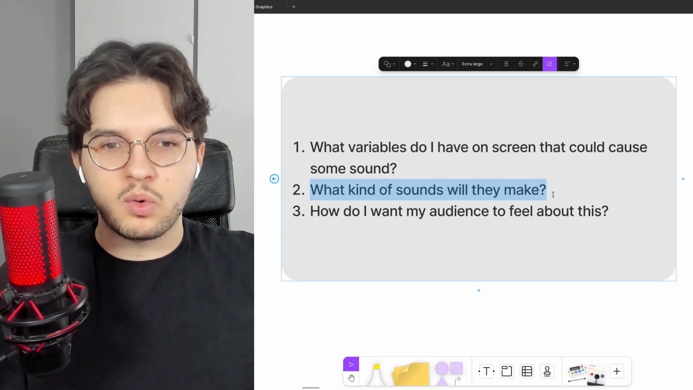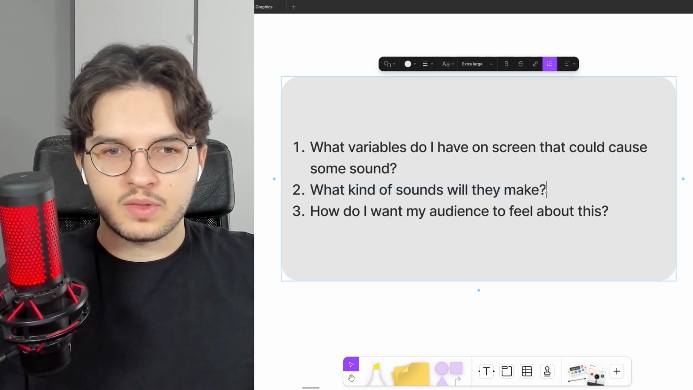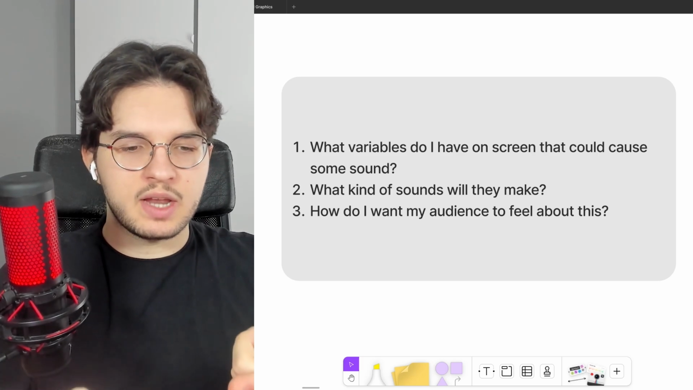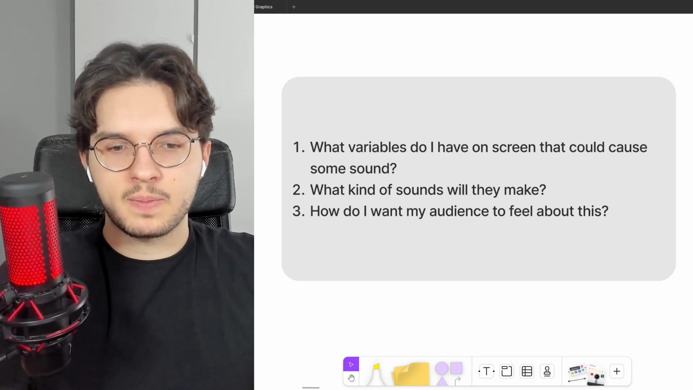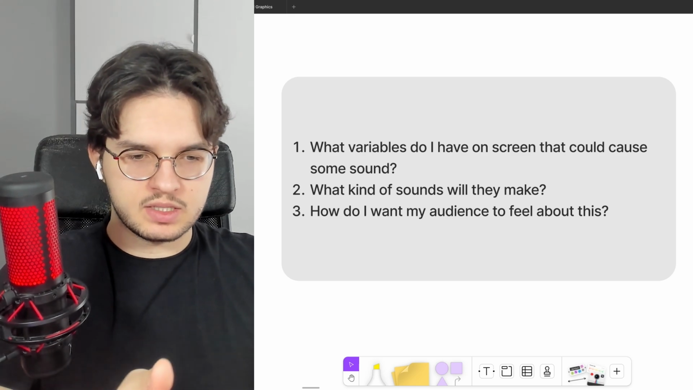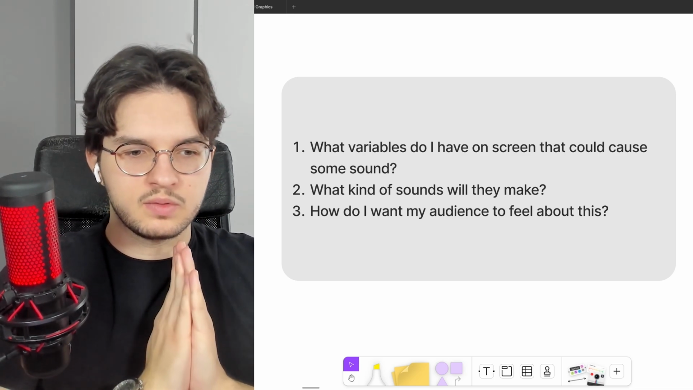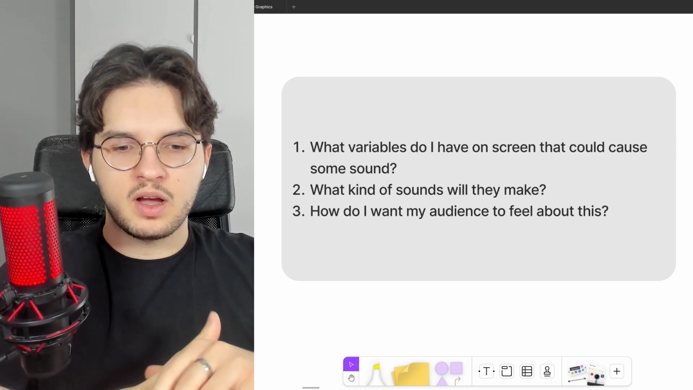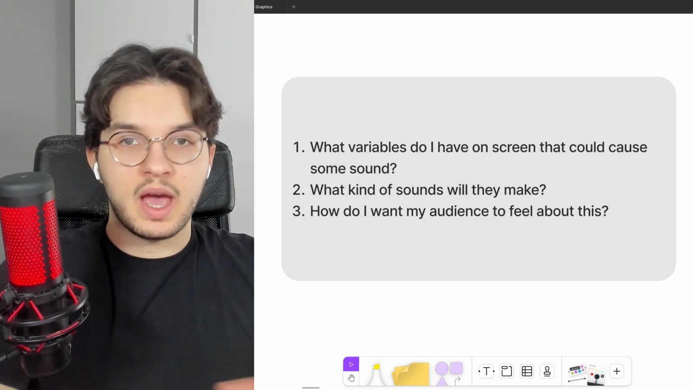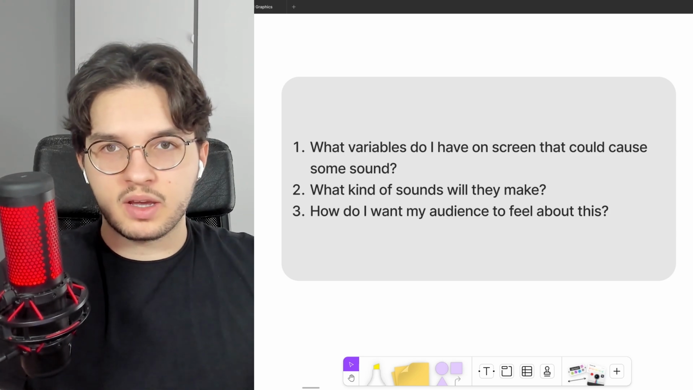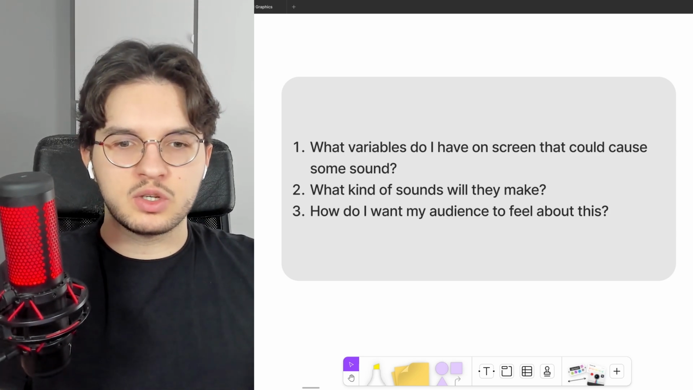Second, you need to ask yourself, what kind of sounds will they make? What kind of action is happening? What is on my screen, and what kind of sounds will they make? Let's say you have a computer on the screen. Well, the computer's probably going to make loud fan noises. And you can keep it on, loud or quiet, I don't care. It's all down to you and what you want out of the video.